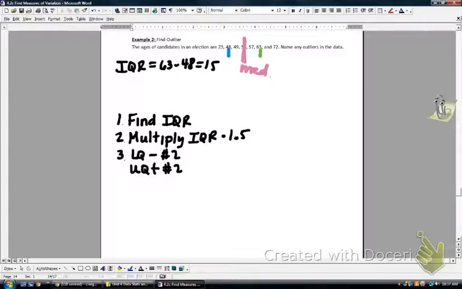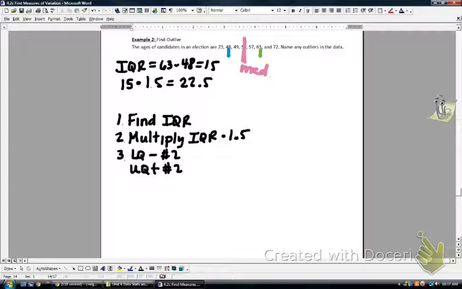Okay, so what I did is I found the median, then I found my lower quartile, which is 48. Then I found my upper quartile, which is 63. 63 minus 48 is 15. So I've done step 1 in the algorithm at the bottom. Then step 2 is I'm going to take the IQR, which is 15, times 1.5. So do that on your calculator. 15 times 1.5 is 22.5.